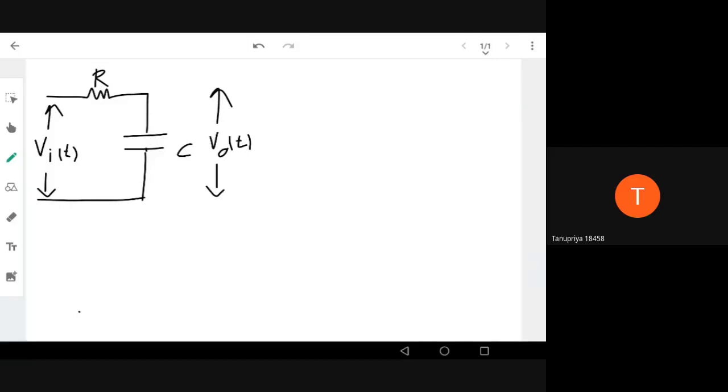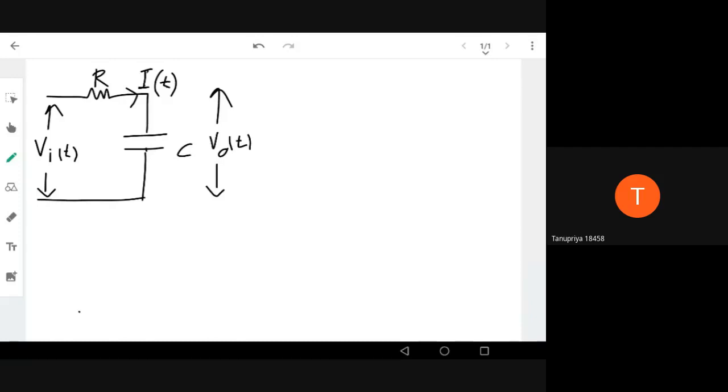Okay, so I can assume a current I, that is also with respect to time. So what are we actually trying to find? We are trying to find the transfer function of the system. That means the model, the relation between input and output of the system.